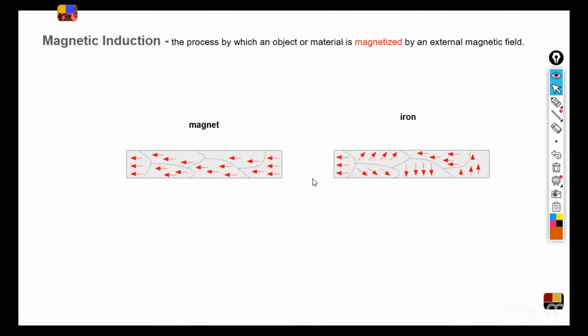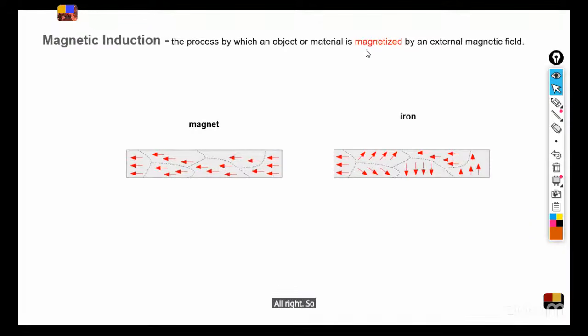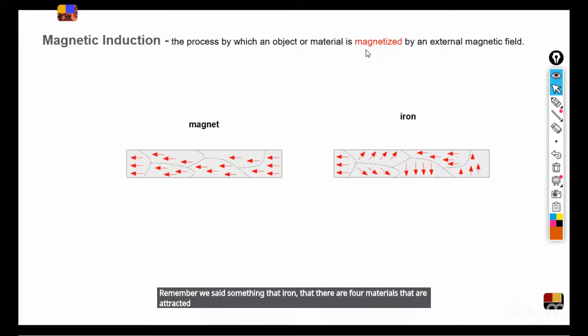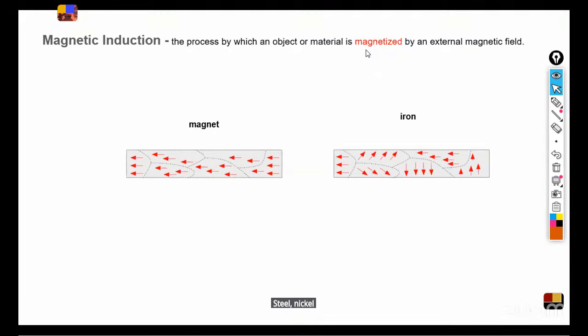All right. So we're going to talk about something called magnetic induction. Remember we said that there are 4 materials that are attracted to magnets. Remember, there are 4. What are they? Iron, steel, nickel, and cobalt. Now, usually we say it, but it's slightly wrong.